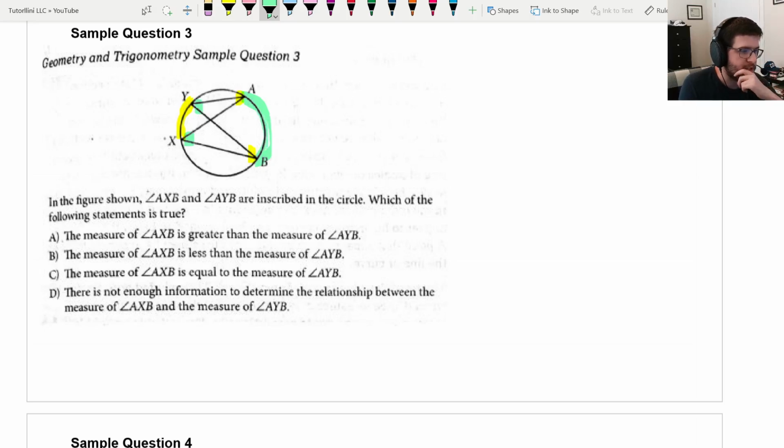I wonder if there's an answer choice that says that AXB is equal to the measure of AYB. Okay, so that's this one. Great. They are both inscribed angles, and they both intercept the same arc. So they must have the same measure. So that seems correct. Question 3 is C. Good.